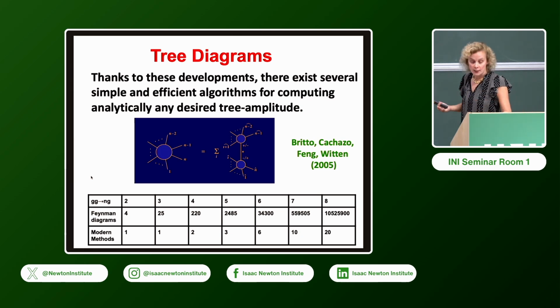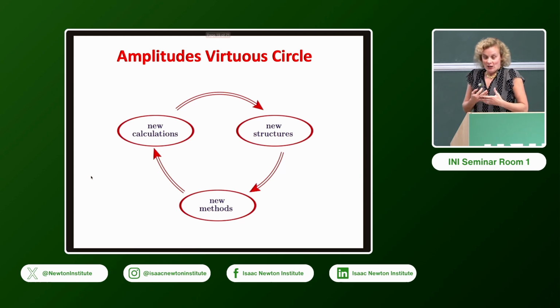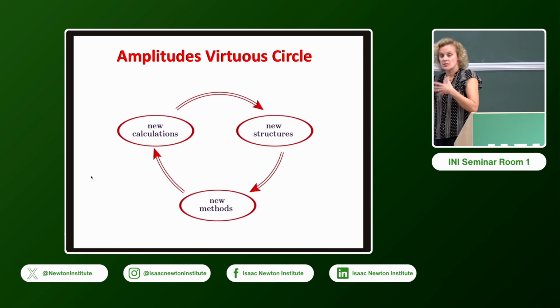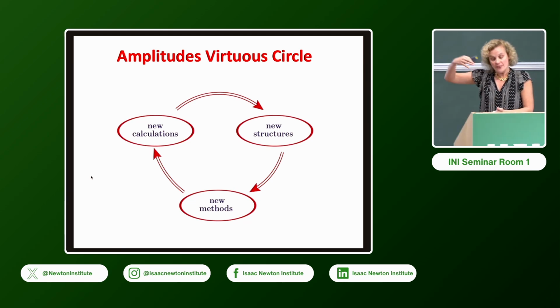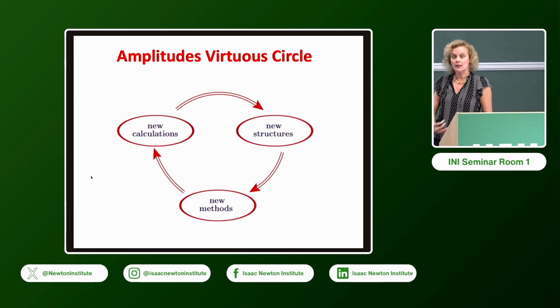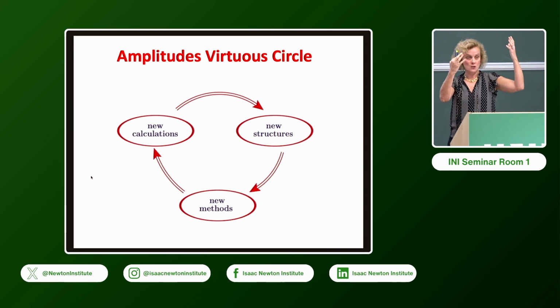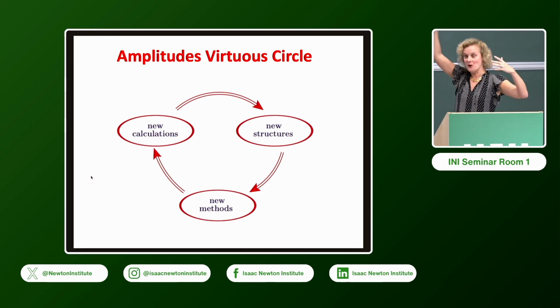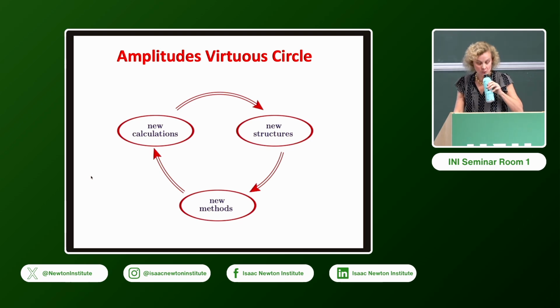What I'm trying to illustrate is that the whole program undergoes this cycle. You find new structures. In this particular case, this was inspired by twistor space and twistor string theory. Then you use the structures and develop new methods for the computations, and then you produce new calculations. And then you continue. This has been going on for the past 20 years, and tree amplitudes have been under complete control for 20 years.